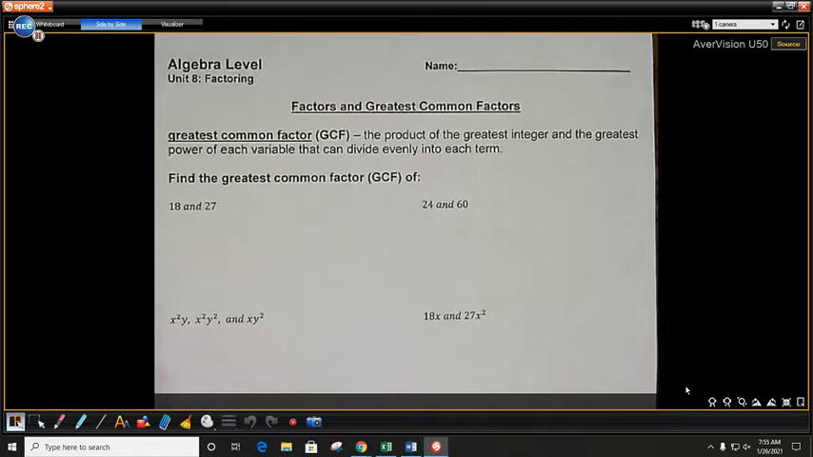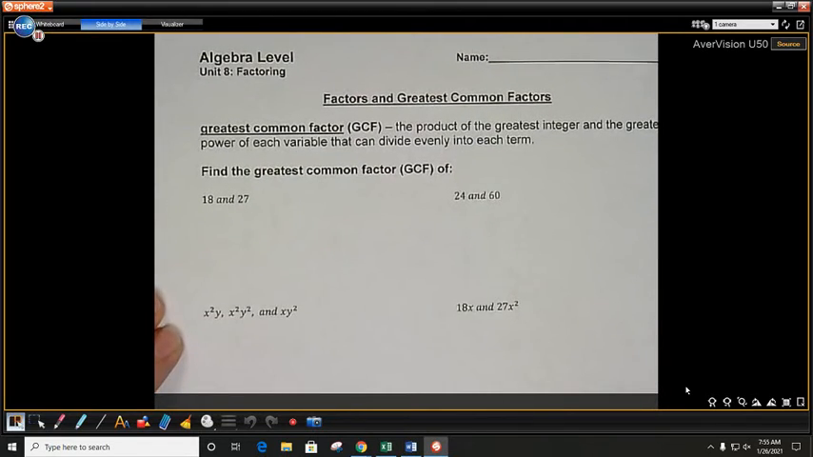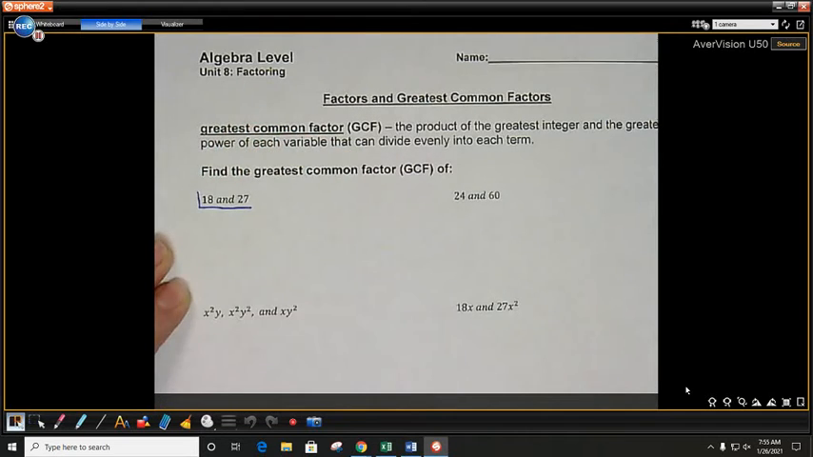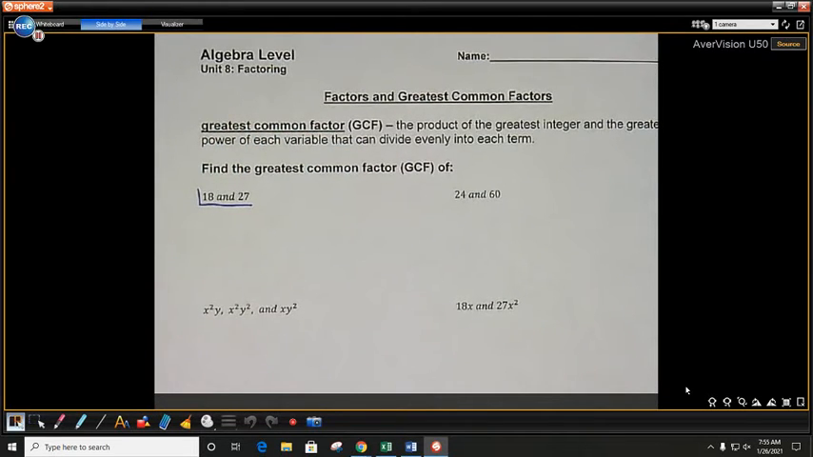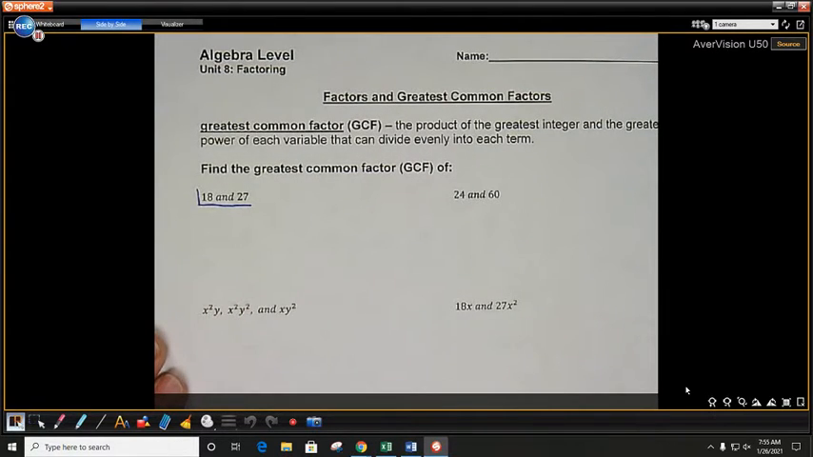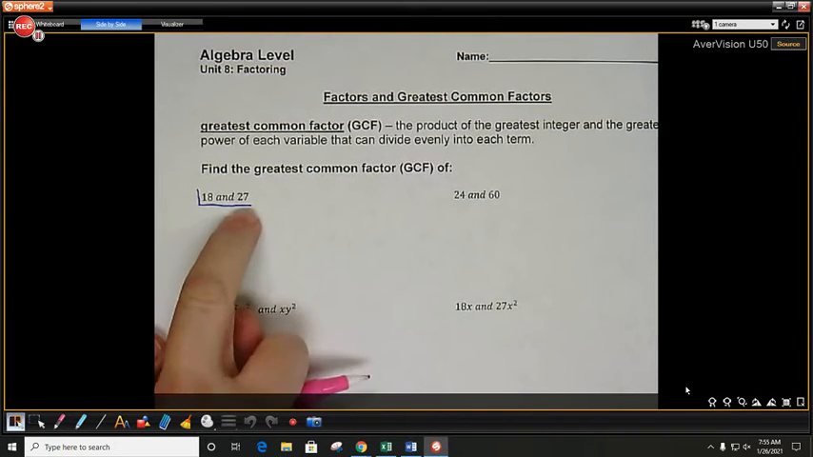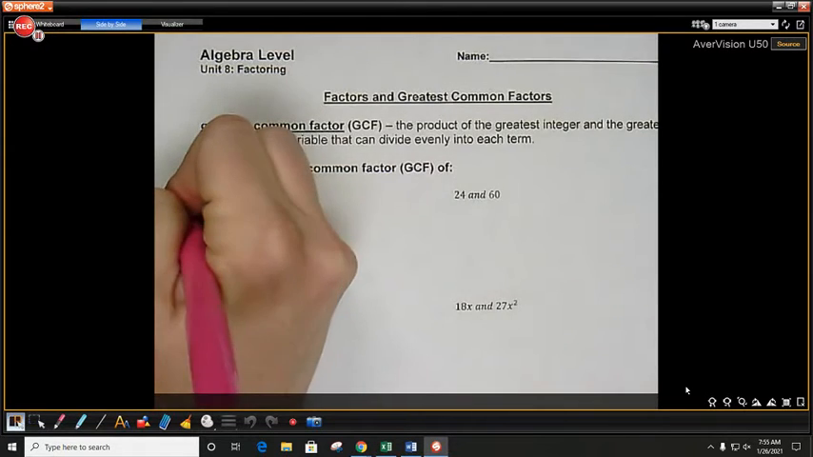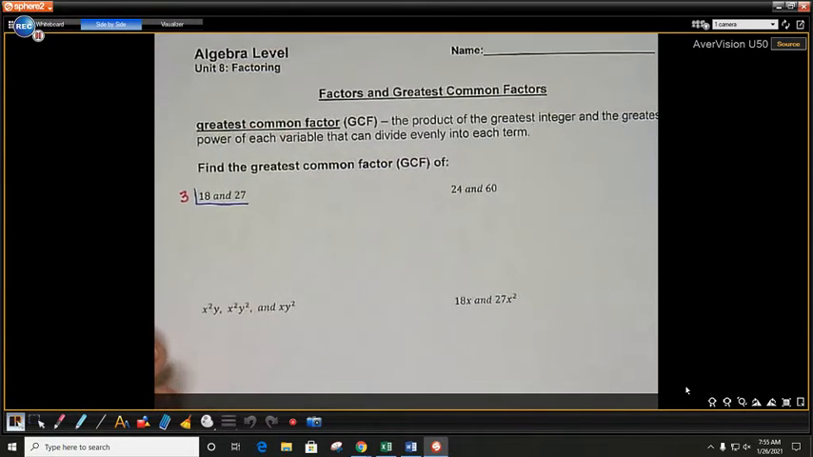The way that I like to do this is called upside down division. The reason it's called upside down division is that it looks like your division bar, but it is upside down. So we are going to look for a number that both 18 and 27 are divisible by. They're not both even, so they're not divisible by 2, because 27 is an odd number. Are they both divisible by 3? They are. So I'm going to pull my 3 out to the side. That is one of my common factors.